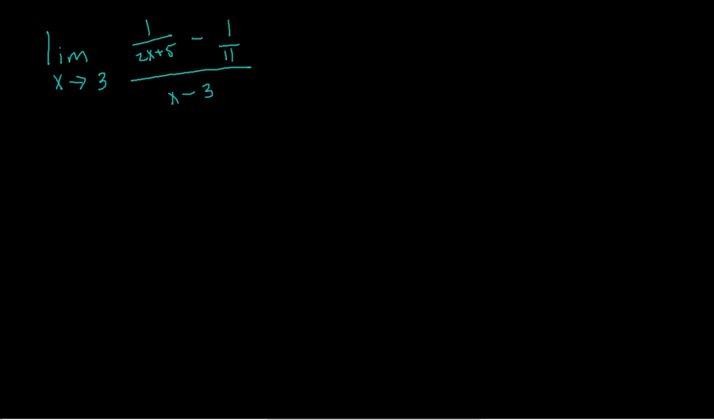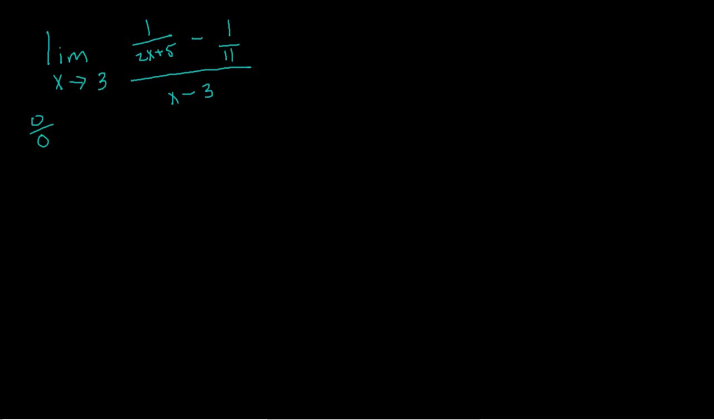So the first thing you should always do when you evaluate a limit is plug it in, plug it in, plug it in. So if I plug in 3, I get 2 times 3 is 6, 6 plus 5 is 11. Well, 1/11 minus 1/11 is 0. And in the denominator, I also get 3 minus 3, which is 0. So I do get the 0 over 0, which means that I have a removable discontinuity. And the only way I can figure out what it is is if I get something to cancel. That way I can re-evaluate my limit.